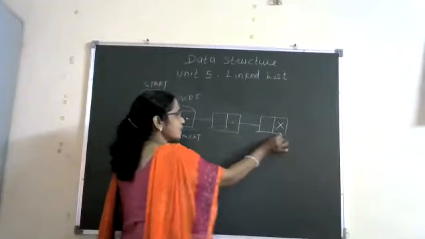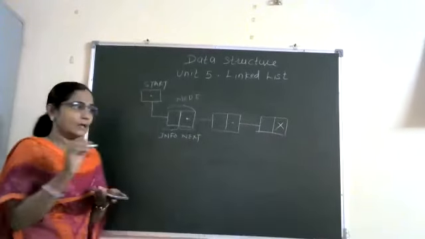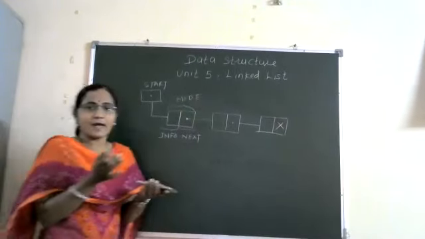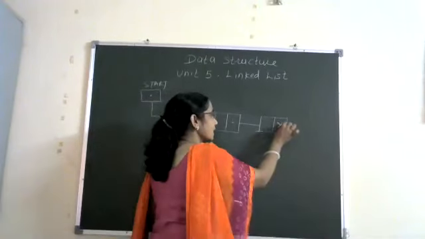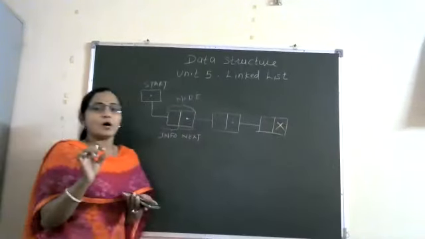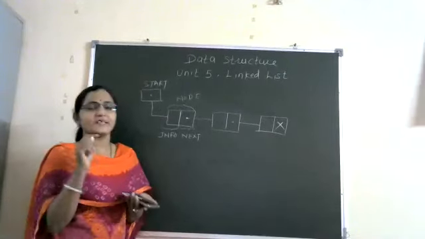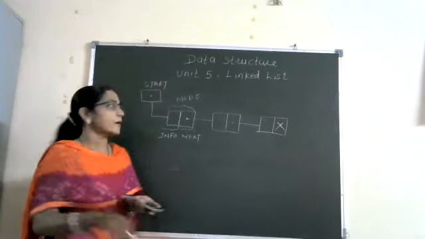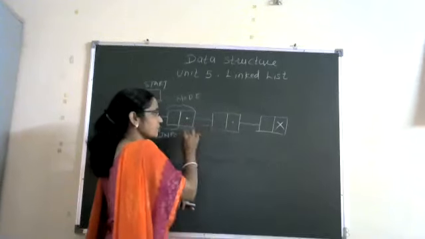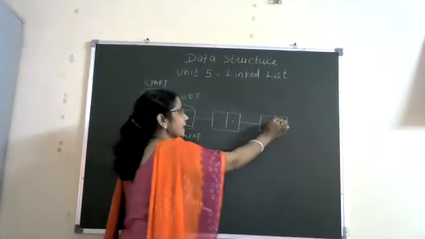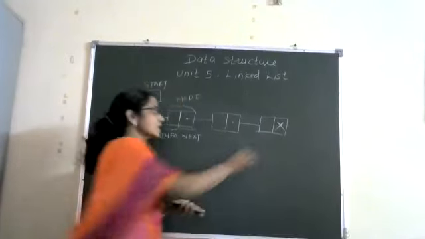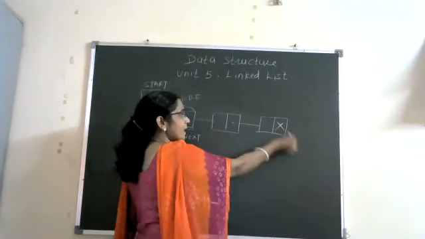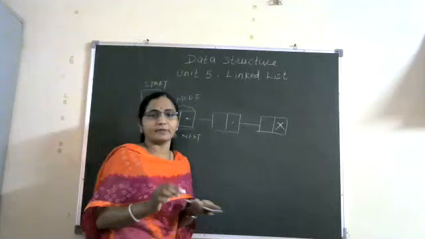The link part or the next part of this last node is called null. So what do you mean by null? Null indicates that here the linked list is actually terminated. If the next part consists of the cross symbol, the null symbol, then it indicates the linked list ends. In this linked list you have three nodes, 1, 2 and then 3. Why did I put the cross sign here? Because this is the last node of the linked list, there is no more node, and that's why I put the symbol of null.